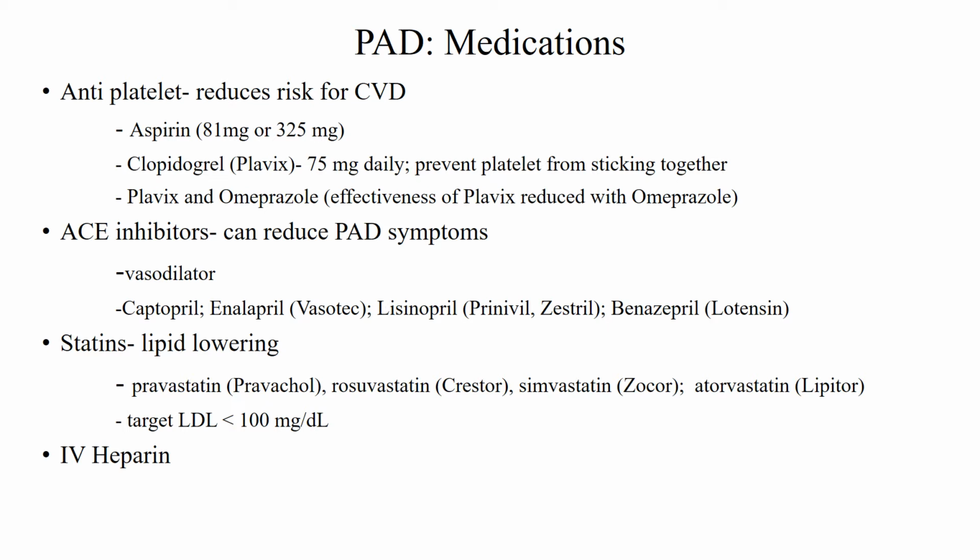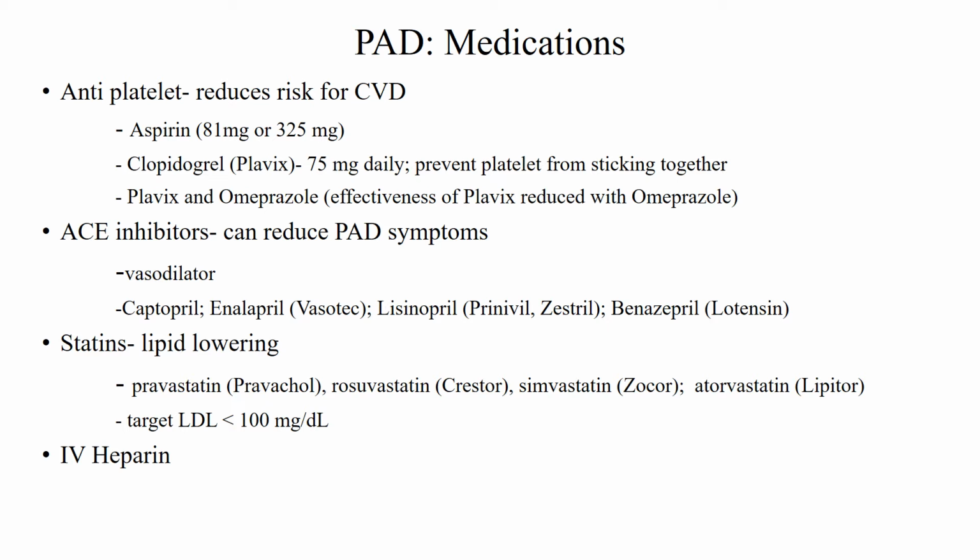ACE inhibitors are given also for patients with peripheral artery disease. ACE inhibitors, as we know, are vasodilators. So any atherosclerosis, ACE inhibitors can help with that. Any narrowing of the arteries, ACE inhibitors may help with that. Examples of ACE inhibitors are captopril, enalapril or Vasotec, lisinopril or Lotensin.